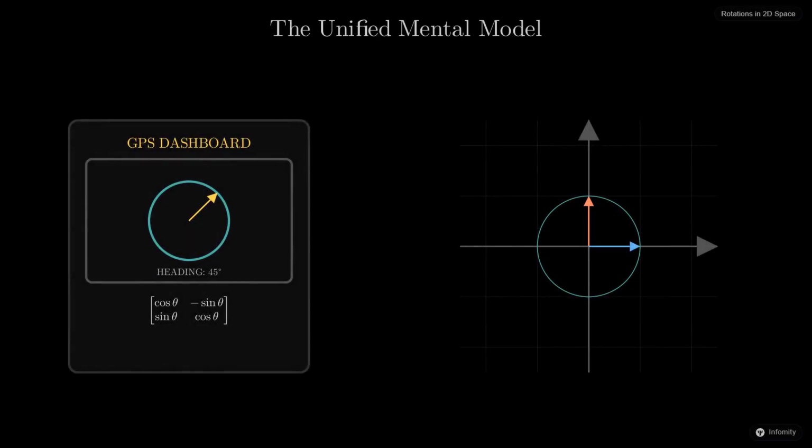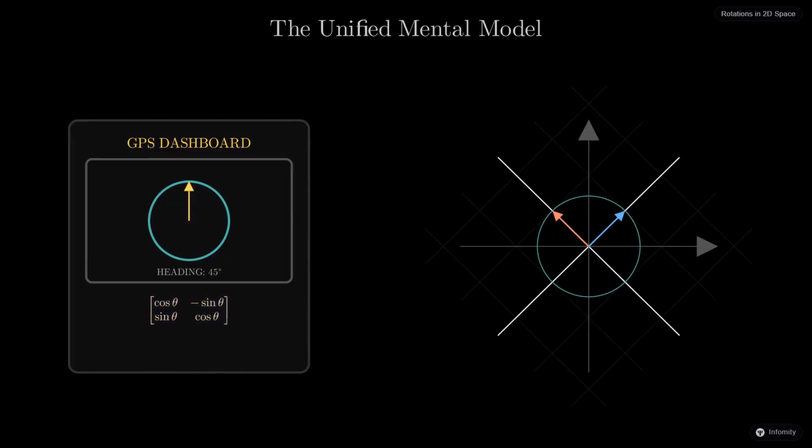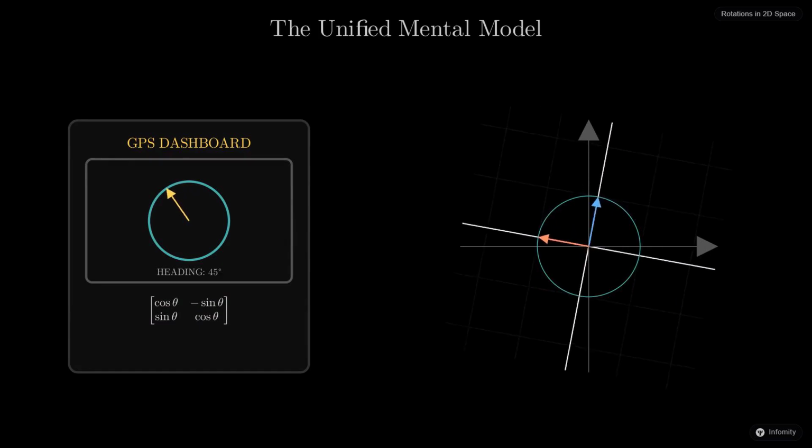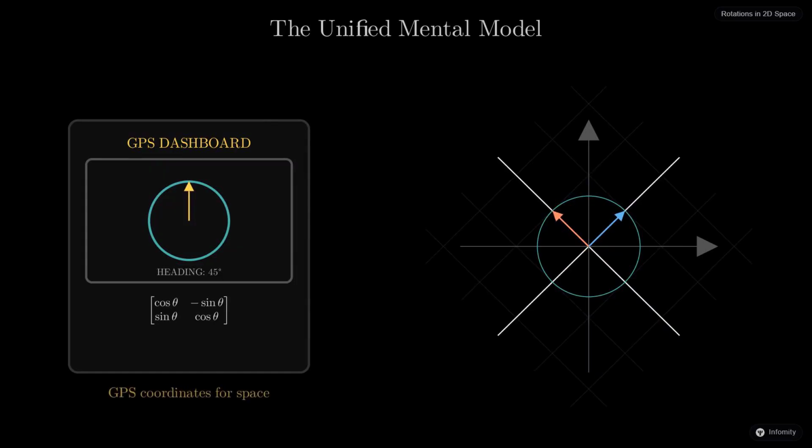You now understand how to build a rotation matrix from scratch. By simply tracking where our basis vectors land, we can control the entire space. Indeed, the rotation matrix is not just a formula to memorize. It is a set of GPS coordinates for your coordinate system.